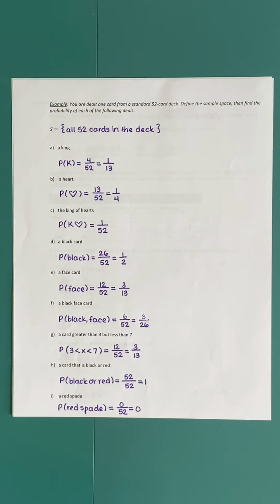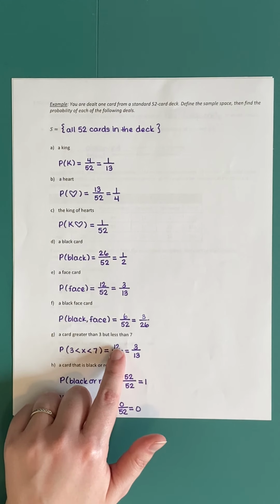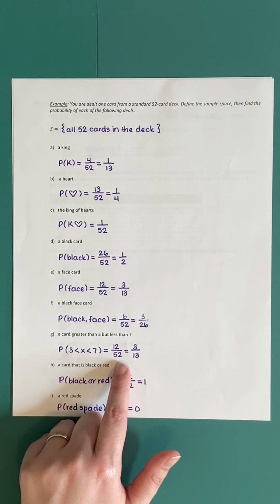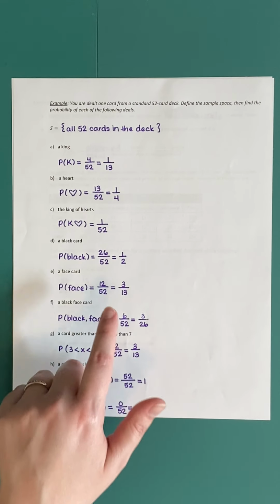Now, it doesn't say they come from a specific suit or they're a specific color, so we have to consider all the possibilities. So we have a 4, a 5, or a 6 from each of the 4 suits. So 3 cards in total, 4 suits. Those 3 cards are located in each of the 4 suits. So there's going to be 12 ways to deal a card that's greater than 3 but less than 7. 12 out of 52 reduces to 3 out of 13.